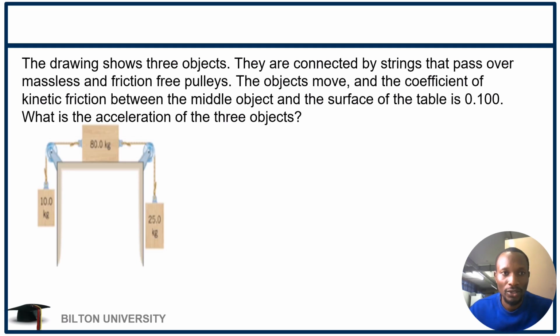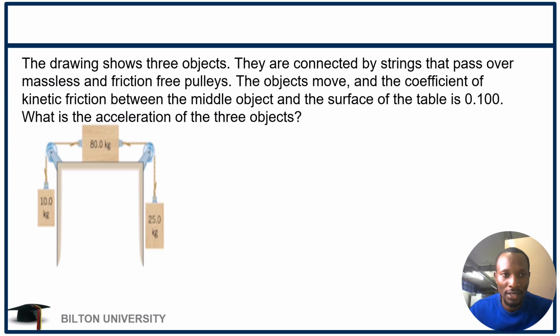laws. The drawing shows three objects. They are connected by a string that passes over massless and friction-free pulleys. The objects move and the coefficient of kinetic friction between the middle object and the surface of the table is 0.1. What is the acceleration of the three objects?